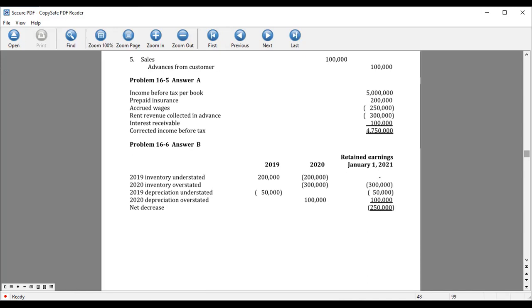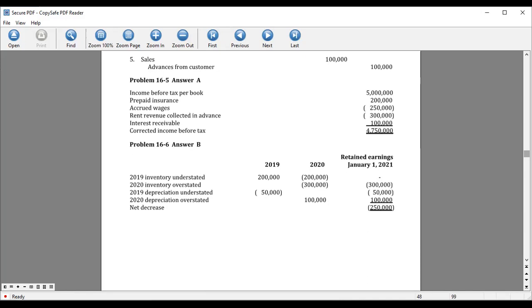Then we have the rent revenue collected in advance. The entry of the company was to debit cash and credit rent revenue or rent income by 300,000. However, this was a collection in advance. It's not yet rent income. So we have to deduct back the rent income.